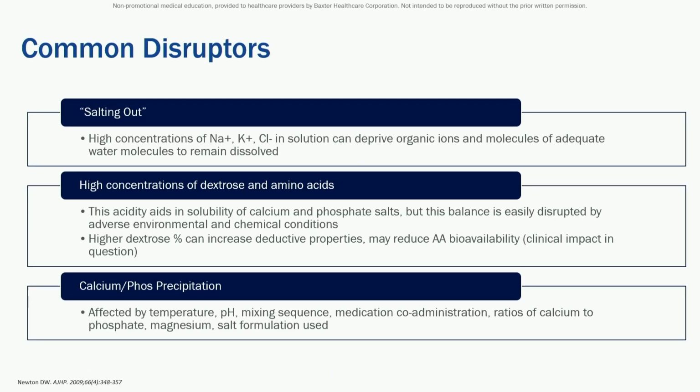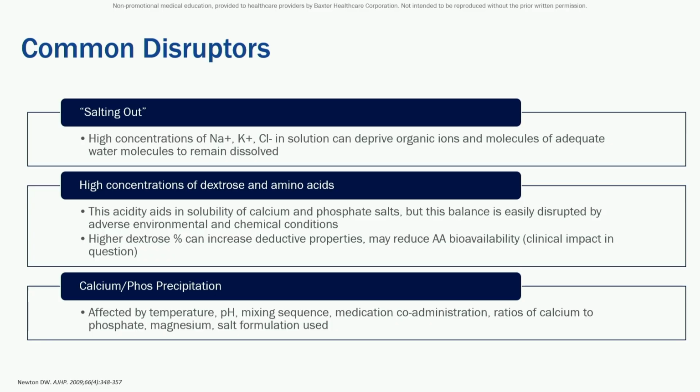So there are a bunch of different common disruptors. What could possibly go wrong when you mix a bunch of different things together into a bag? There are a few that kind of stand out as potential more common disruptors. You can have a salting out effect with really high concentrations of cations and anions, where you end up depriving all of your other molecules in your solution of adequate water to remain dissolved.